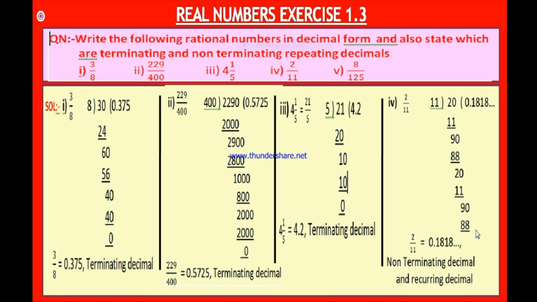It is non-terminating. It did not get remainder zero. Therefore, 2 by 11 is a non-terminating decimal. And at the same time, if you look at this decimal part, 1818, this 18 is repeating. Therefore, it is a recurring decimal also. 2 by 11 is a non-terminating and recurring decimal.